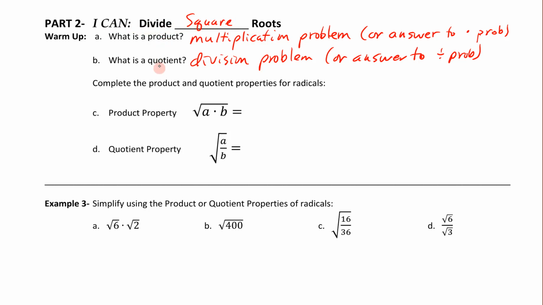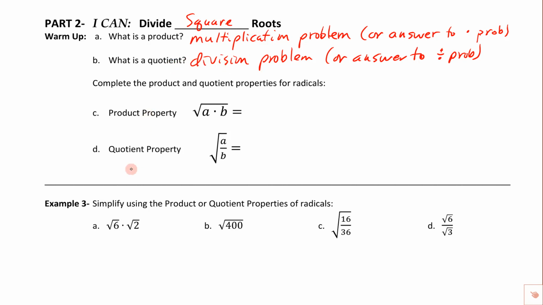A product and a quotient, here we talked about these yesterday. Remember, a product is a multiplication problem, or it's an answer to a multiplication problem. So a product has to do with multiplication, and a quotient is a division problem, or the answer to a division problem. And I made a little division sign right here. Crappy looking one, but that's the way it is. So when we're talking about products, we're talking about multiplication. When we're talking about quotients, we're talking about involving division there.